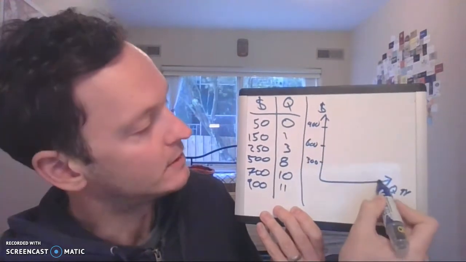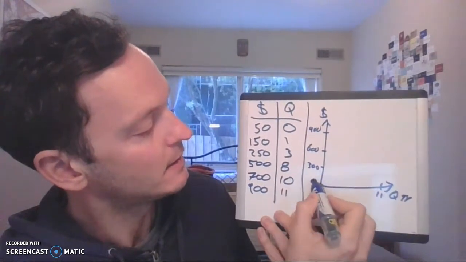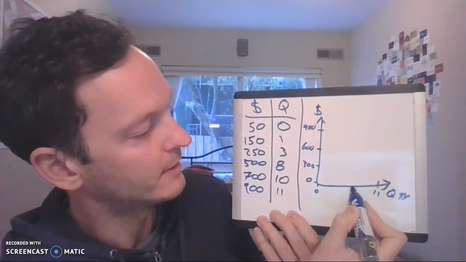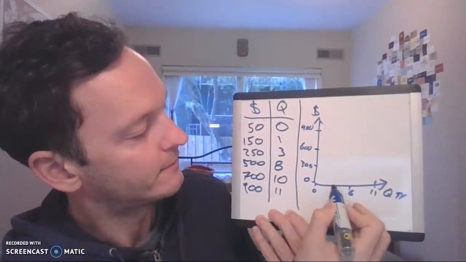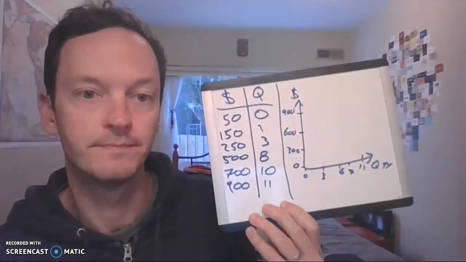Let's do the same for quantity. We've got 11, and it's always 0 at the end here. So half of 11 is 5.5. That's really messy, so we'll go up a little bit to 6. Half of 6 is 3. And then 7 is going to be somewhere in here.